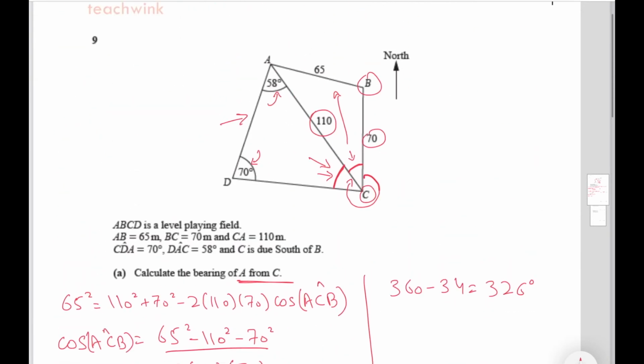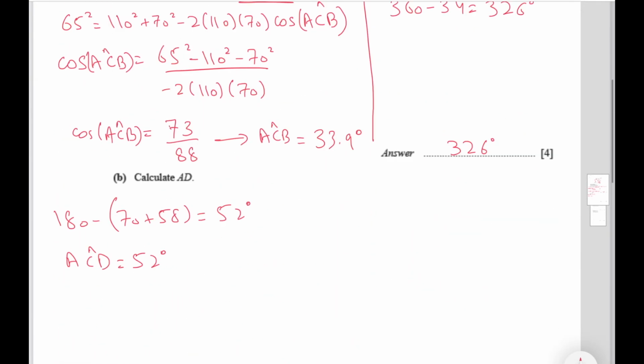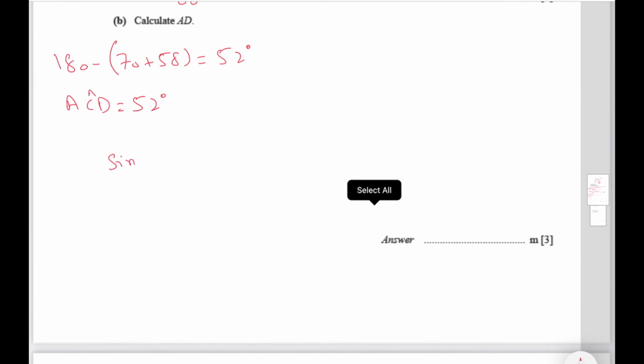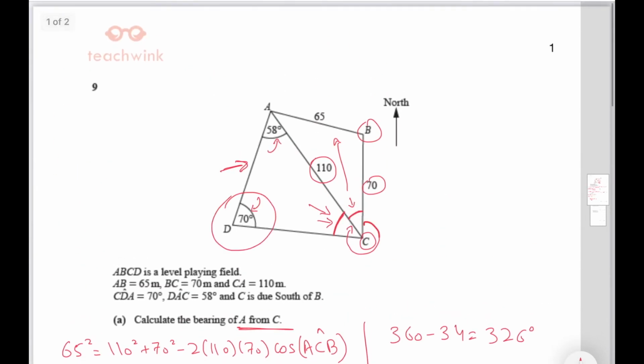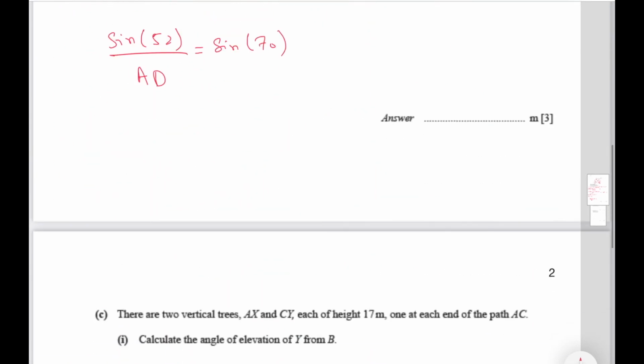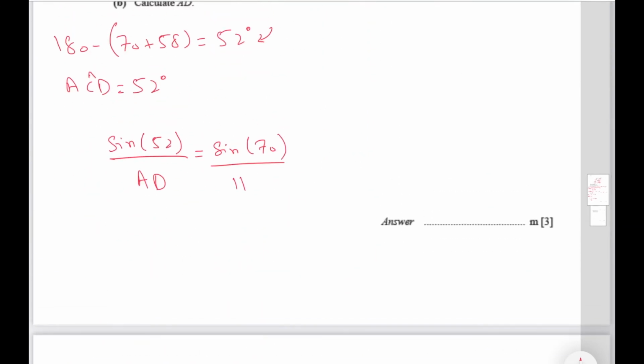Now the question is very simple. We use the sine rule. We do sine 52, which is this angle, upon the length that we're trying to look for, which is AD. This is equal to the sine of 70. Where did 70 come from? This is the angle I'm talking about and this is the length in front of it. So we do sine 70 over 110.